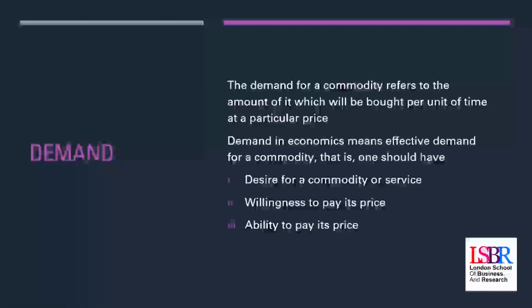Okay, so it's about understanding the demand for a product at a particular given point in time and at a particular price. Now, the demand in economics means effectively that demand for a commodity should have the following characteristics. Firstly, there should be a desire for that commodity or service. In order for it to be demanded, it means that people want it, either to fulfill a need or a want. There's a desire to consume that commodity or service. There's a willingness to pay its price.